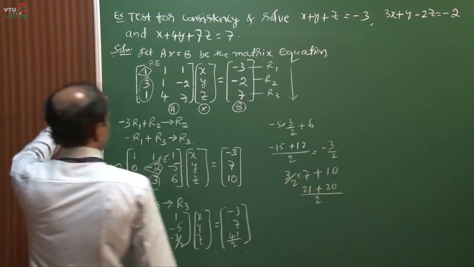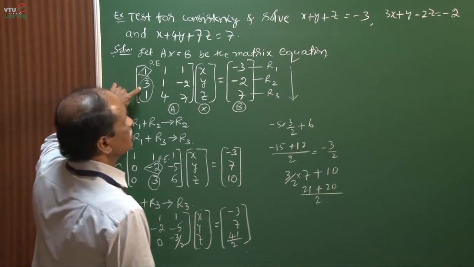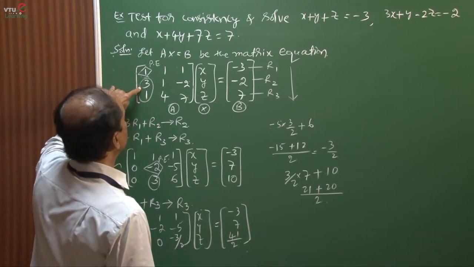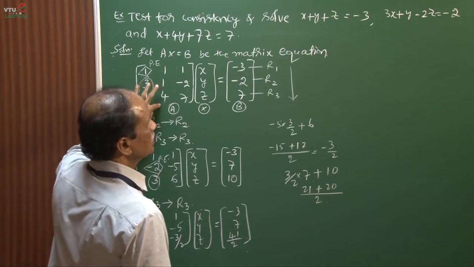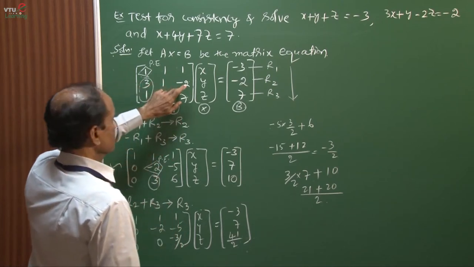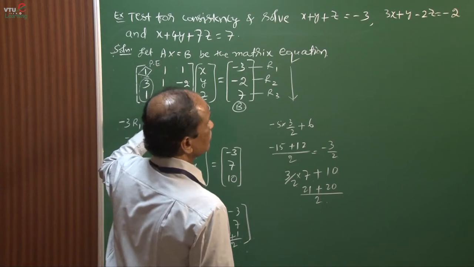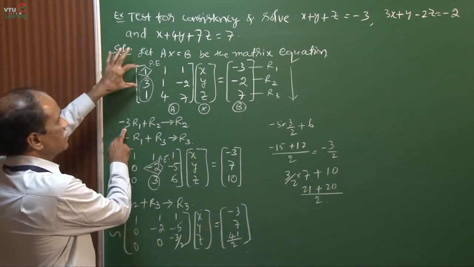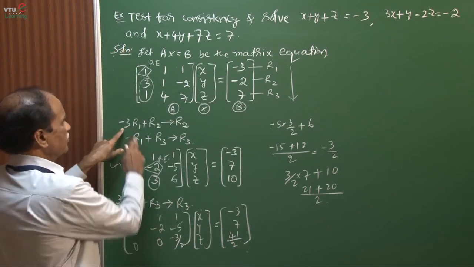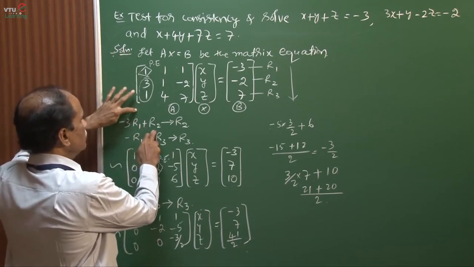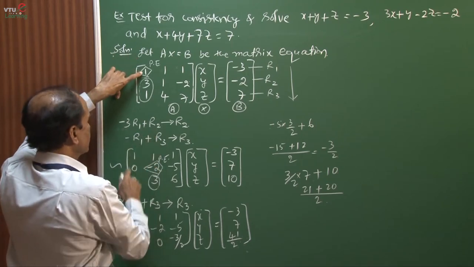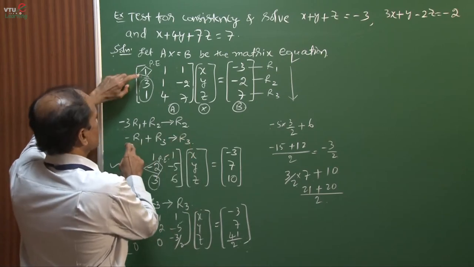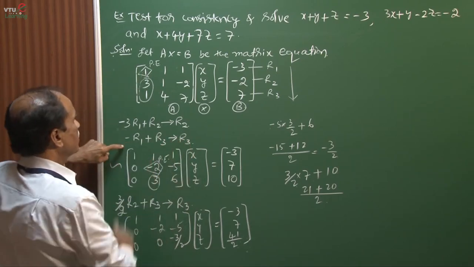Let me check this once again. The coefficients of x are 1, 3, 1, and 1, 1, 4, next 1, minus 2, this is 7, minus 3, minus 2, and 7. So between these two rows, minus 3 R1 plus R2 gives us 0, and minus R1 plus R3, affecting on R3.